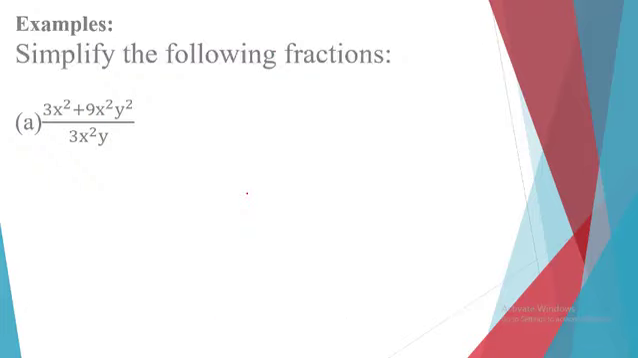Let's quickly take some examples on this. We have 3x squared plus 9x squared y squared all over 3x squared y. What do we do here? We try to factorize the numerator, and that will give us 3x squared into 1 plus 3y squared, such that 3x squared times 1 will give us this 3x squared here. 3x squared times 3y squared will give us 9x squared y squared.